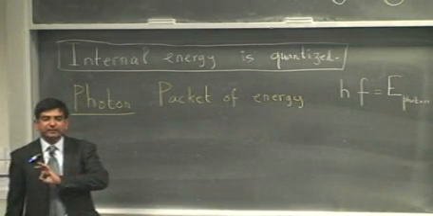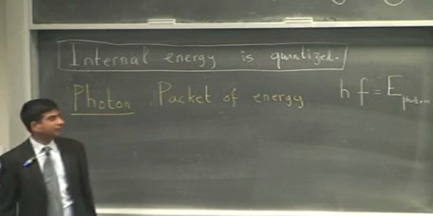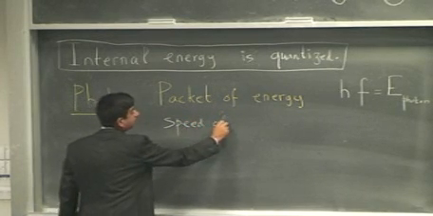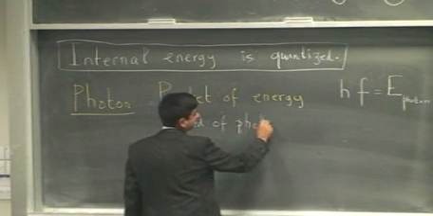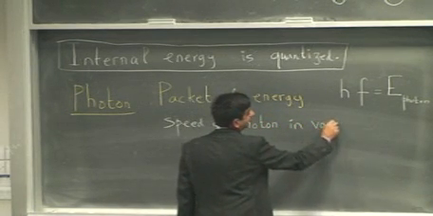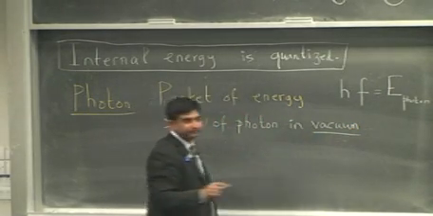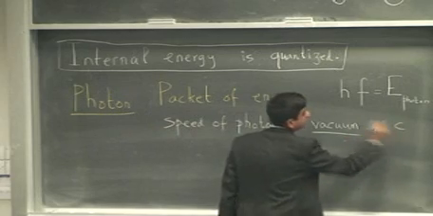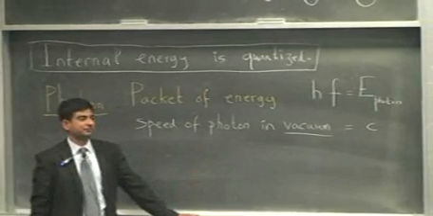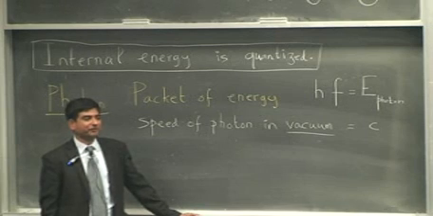And this packet is moving with the phenomenal speed of light. So the speed of a photon in vacuum, of course, it can change in other materials, so this is very important, in vacuum only is c. And it can only move in vacuum with this speed. And it's not possible to change the speed of a photon.